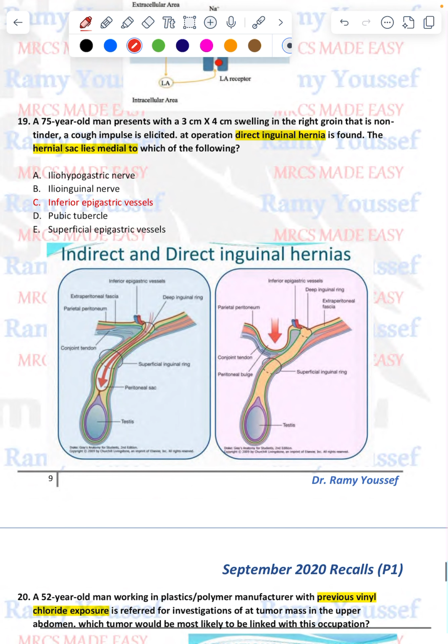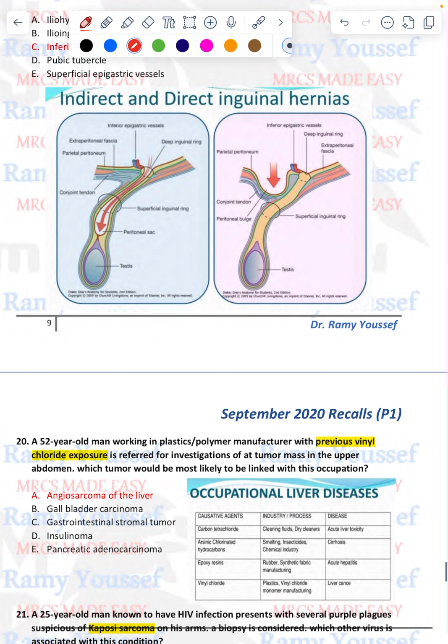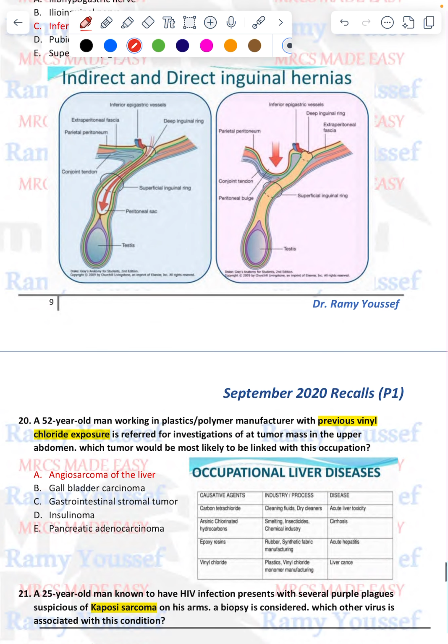A 52-year-old man working in plastic polymer, previous vinyl chloride exposure, has a tumor in the upper abdomen. The tumor which would likely be linked with the occupation: bladder malignancy or angiosarcoma of the liver. Okay, upper abdominal, liver is there. There is no bladder inside, so liver angiosarcoma.